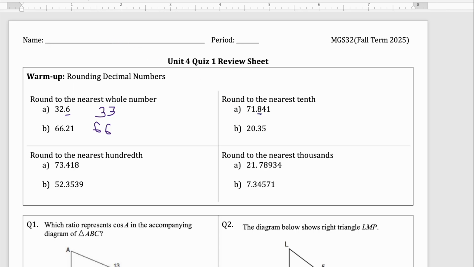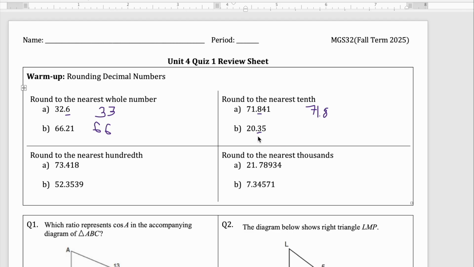So rounding to the nearest tenth, right, we want to round the number in the first place value after the decimal. So we have 71, sorry, this is hard to draw with. We have 71, and it's going to be point, right, 0.8, because we look next to the 8, and it's a 4. So if it's less than 5, we're going to stay the same.